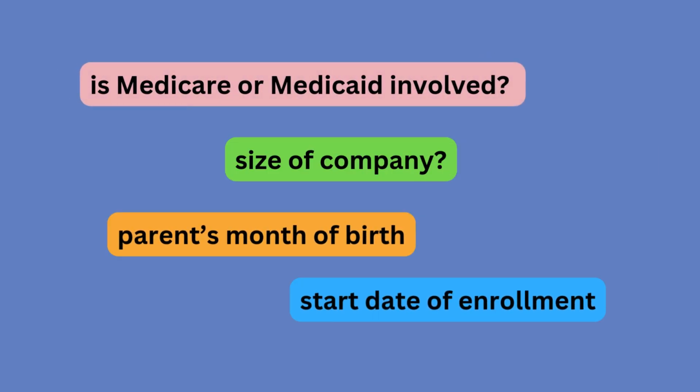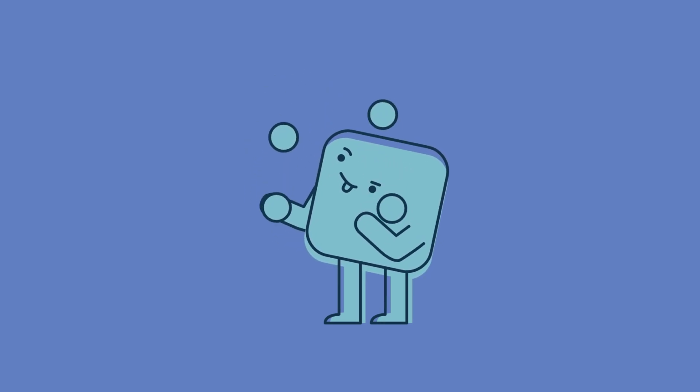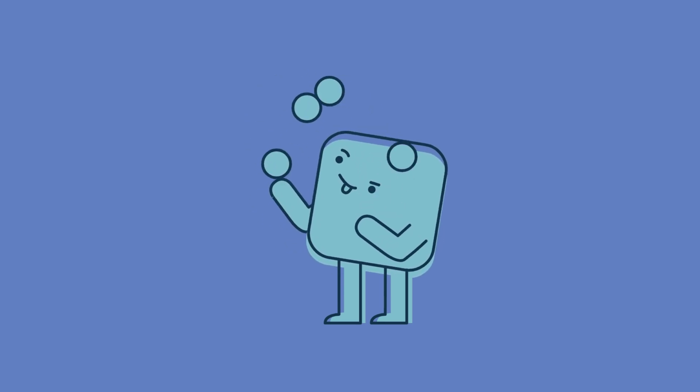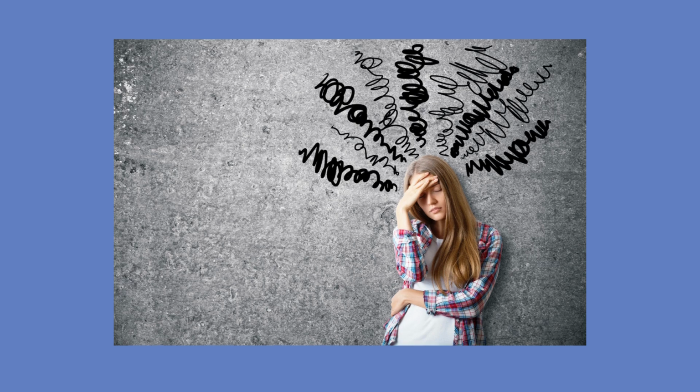There are very strict rules as to who is first, second, and so on. For example, Medicaid usually is always last, but Medicare can be primary or secondary depending on, for example, the size of the company. Your children's order of insurance may depend on each parent's month of birth, not year, not day. And if you have two employers with two different insurances, well, the date start of each enrollment will also determine which one is primary and which one comes next.